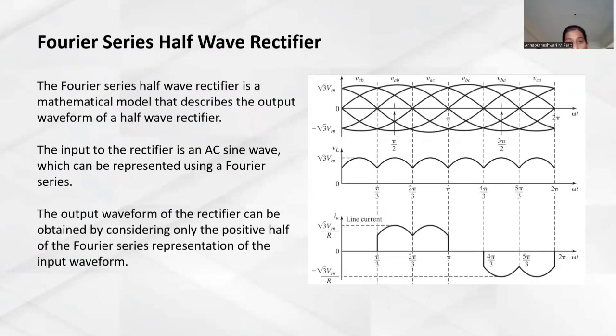Fourier series half-wave rectifier. The Fourier series half-wave rectifier is a mathematical model that describes the output waveform of a half-wave rectifier. The input of the rectifier is an AC sine wave, which can be represented using Fourier series. The output waveform of a rectifier can be obtained by considering only the positive half of the Fourier series representation of the input waveform.